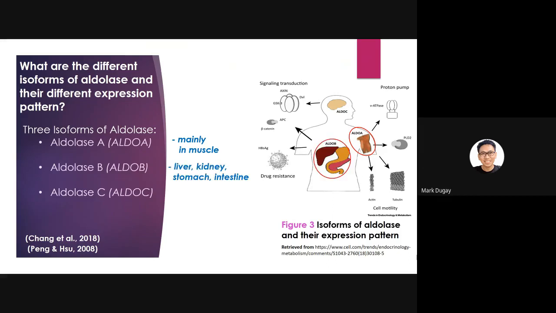Aldolase B is expressed in the liver, kidney, stomach, and intestine, whereby aldolase B is the only expressed isoform in highly differentiated hepatocytes. The high level of gene expression results from cooperation between a liver-specific promoter and an intronic enhancer. And last, aldolase C is expressed in the brain, heart, and ovary.